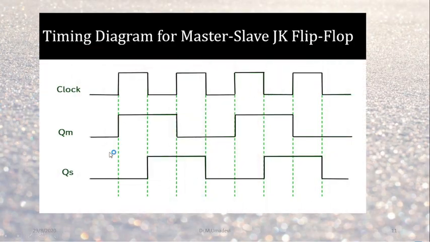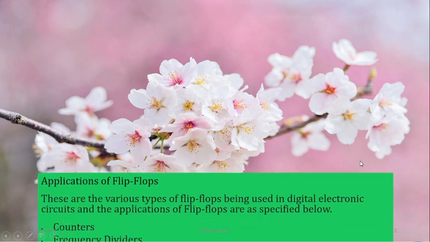So next, I'll move to the timing diagram of the master slave JK flip-flop, and this is the clock pulse, and QM is the output of the master and QS is the output of the slave. See, for the positive transition the master responds and for the negative transition the slave responds.